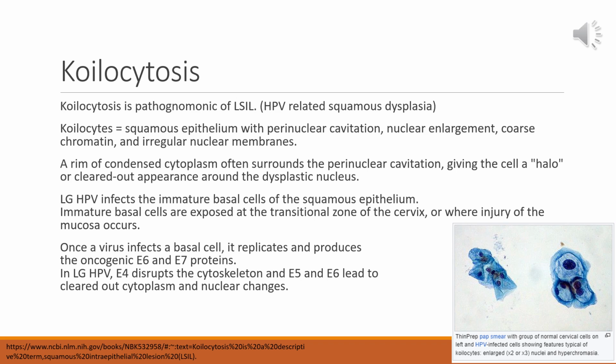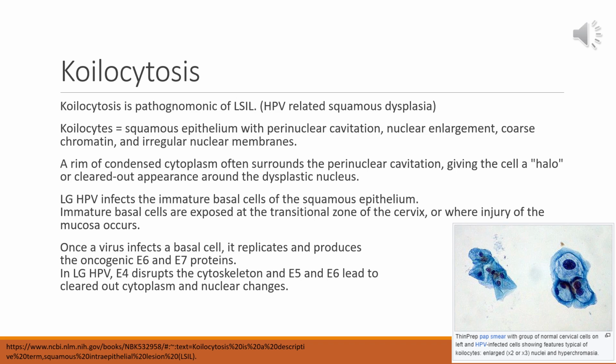Koilocytosis is what happens when a cell of the HPV family infects a basal epithelial cell. We call them koilocytes when we look at them under the microscope. You can take a look at the picture. The cells on the left are normal cervical cells. The cells on the right have some enlarged nucleus, enlarged cell, maybe a perinuclear halo or cavitation, which you can see, the cytoplasm is much brighter in the right side cells than in the left side cells.